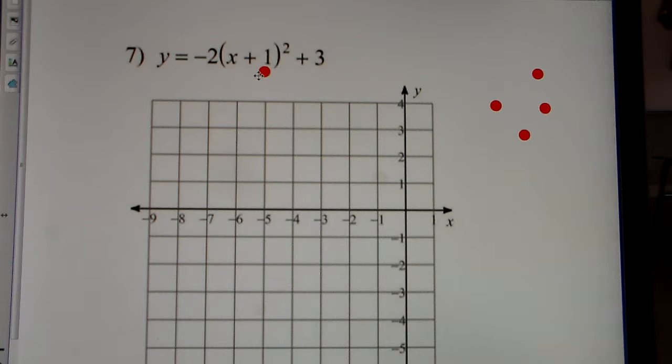So you're going to take the opposite of plus 1 and you're going to go minus 1. Minus 1, positive 3. So you do the opposite of the inside of the parentheses. And then for your y value, you use the constant here at the end. So you go negative 1, positive 3. That's going to be our vertex.